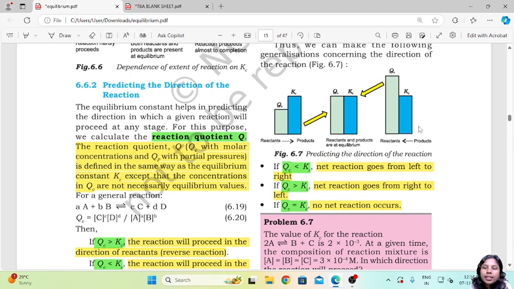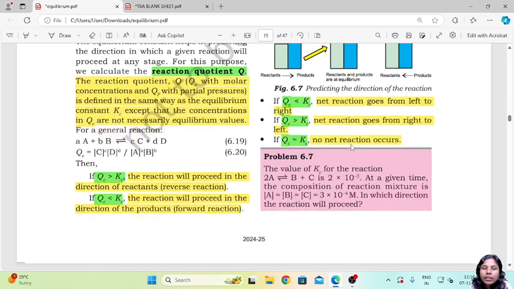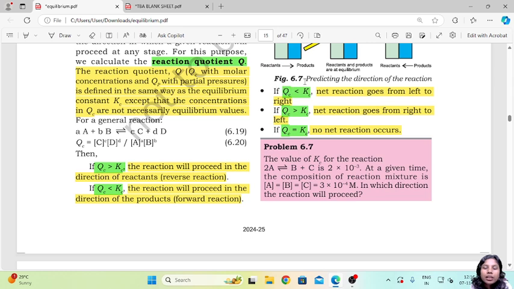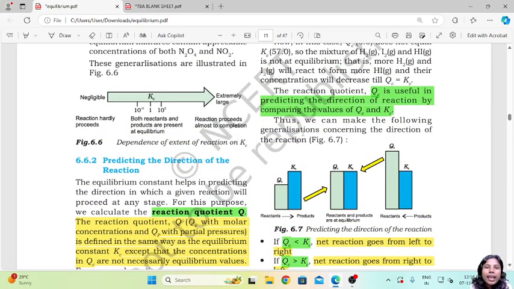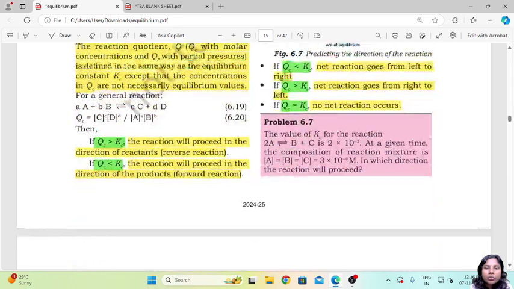If Qc is greater than Kc, then it goes in the reverse direction. Products are going to get reduced to reactants, and only if both are equal can we say that the reactants and products are at equilibrium. So if Kc is greater than Qc, the net reaction goes from left to right. If Qc is greater than Kc, then the reaction goes from right to left, and if Qc equals Kc, there is no net reaction occurring. So this is how we can predict the direction and the extent to which the reaction is going to occur.